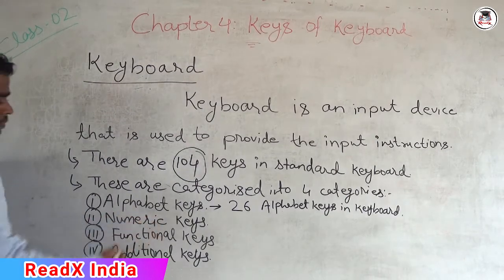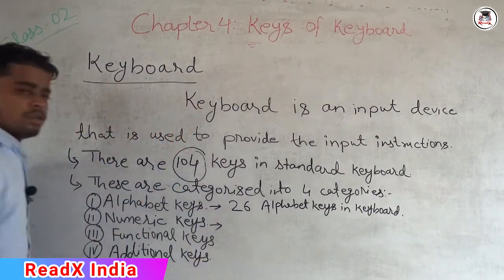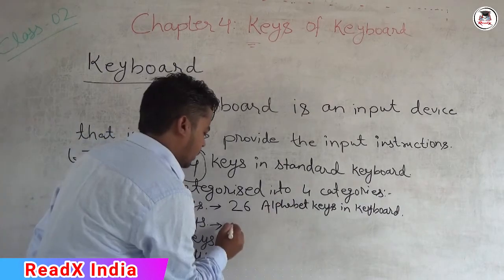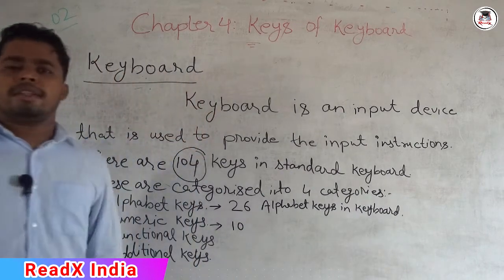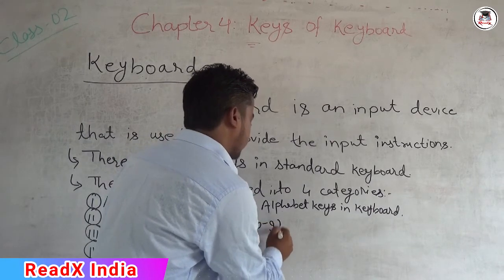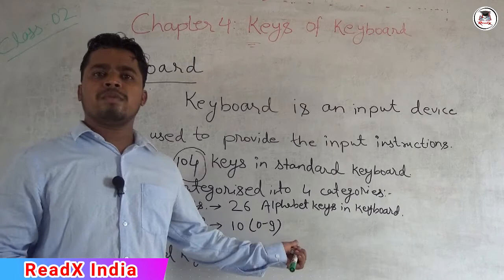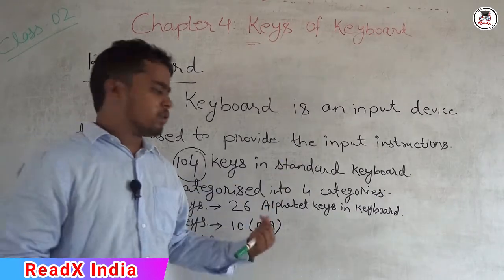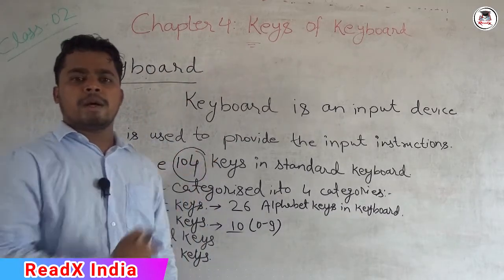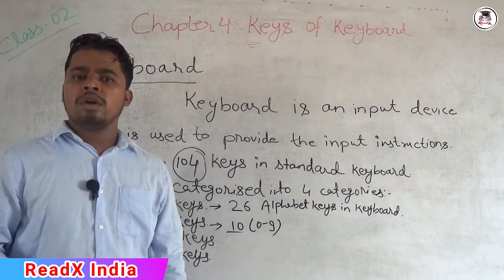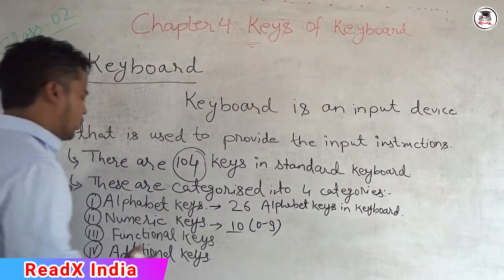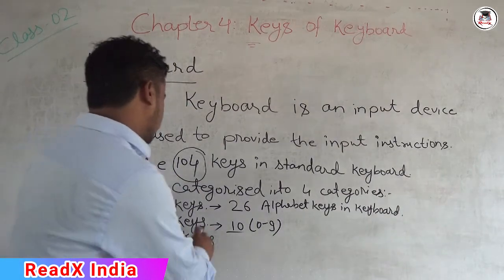Okay, now next is numeric key. So student, in a keyboard there will be how many numeric key? Total 10. There will be total 10 numeric keys, that is from 0 to 9. So these keys you will find above this alphabet key in your system. Also you will find this numeric key in two sides. One is in the top of the keyboard, fine, and second one is the right side. Right side of the keyboard you will find numeric keys.